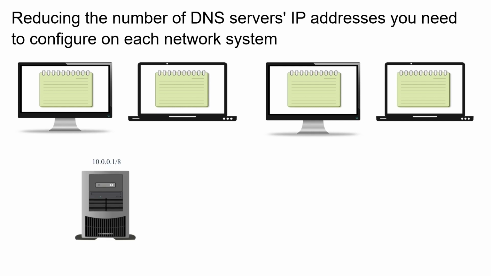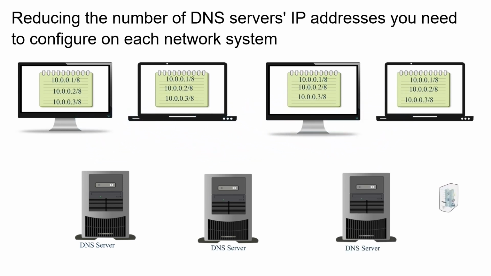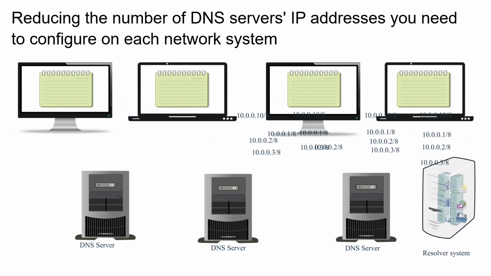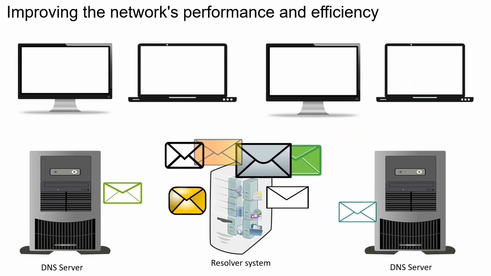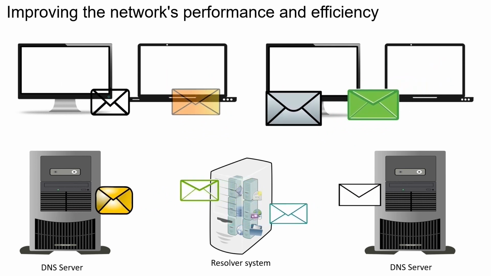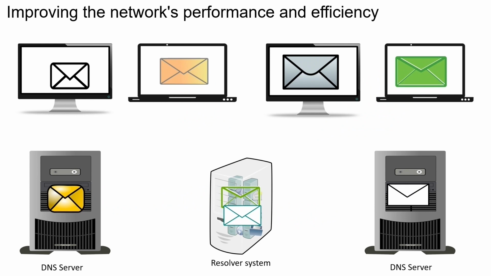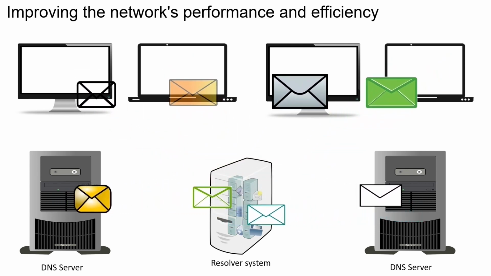Suppose your network uses multiple DNS servers. Without a resolver system, you need to configure the IP address of all DNS servers on all computers. But with the resolver system, you only need to configure the resolver system's IP address on each computer. It improves the network's performance and efficiency. If the resolver system is configured, only the resolver computer communicates with DNS servers. Other computers don't need to use their hardware resources to communicate with DNS servers to resolve queries.